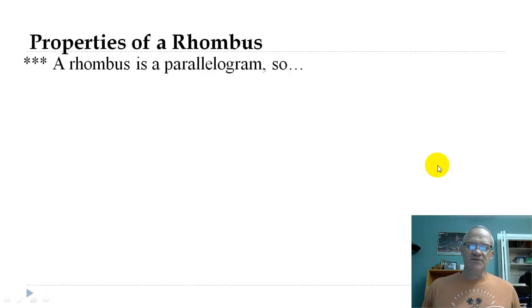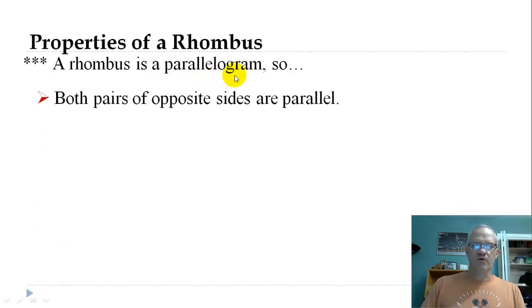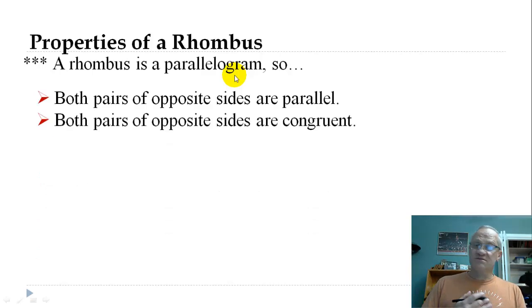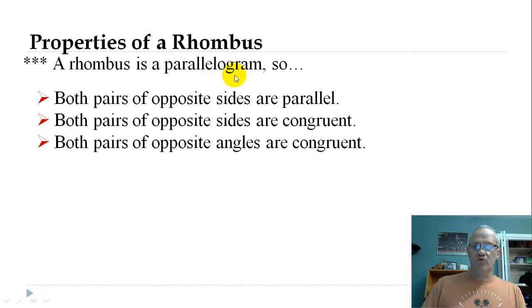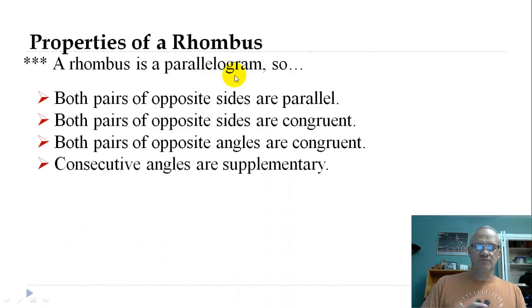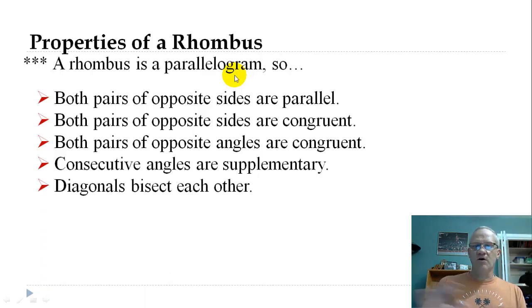All right, so let's start out with a rhombus is a parallelogram, okay? So key thing here, a rhombus is a parallelogram. That's why I've got the 3 asterisks here to say, hey, this is really important. All the things that apply to parallelograms also apply to a rhombus, and so therefore both pairs of opposite sides are parallel, both pairs of opposite sides are congruent, both pairs of opposite angles are congruent, consecutive angles are supplementary, which means they add up to 180, and the diagonals bisect each other. So that all still happens with a rhombus.